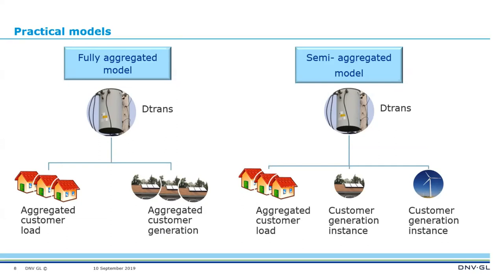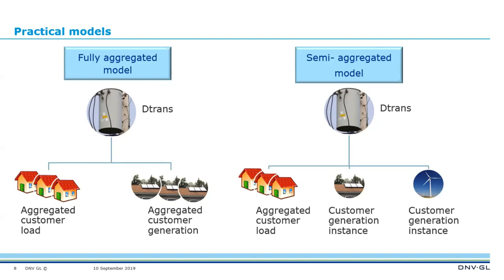So the first model is to have an aggregated customer load for all the customers connected to a distribution transformer, and then also to have an aggregated customer generation model for all the generation that's connected to it. Now, that could be if you have more than one generation type. For example, you may have a small wind, or I guess there are other types of low voltage connections, or perhaps even on a 4KV secondary network, you might have a biomass or something that's non-solar rooftop. So you can have more than one aggregated customer generation on a distribution transformer as well.